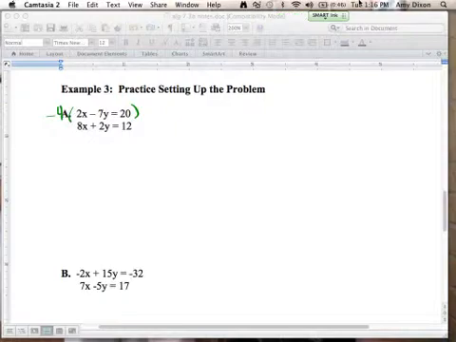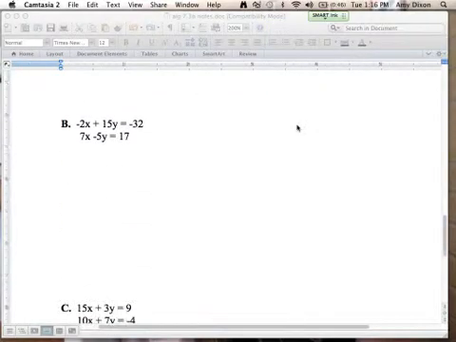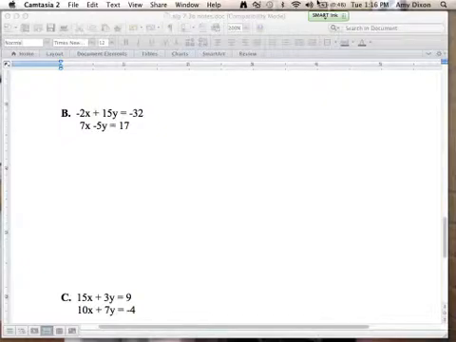Okay, let's look at letter B. How did we set that one up? Multiply the second one by 3. Okay, multiply the second one by 3, Eric says. That'll work. Multiply this by 3, and then what do you get when you take 3 times negative 5? Don't you get negative 15? Then we'll cancel that with this 15, right?